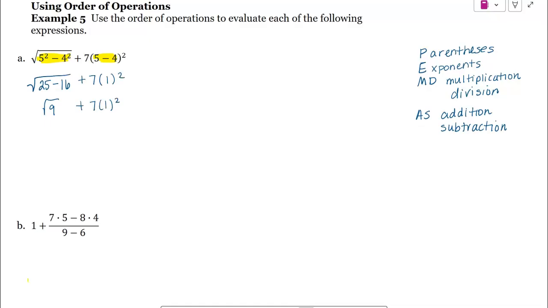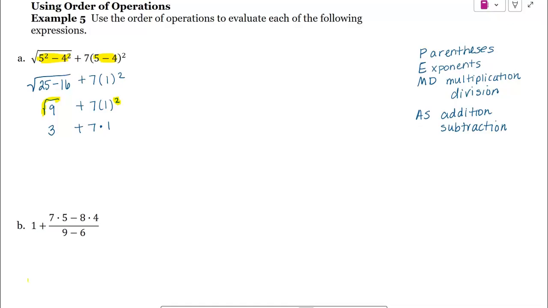Okay. Next, we're told to do exponents. So I've got 2 exponents here as well. I can see this exponent sitting here, but then also square root is a type of an exponent. Technically, it means taking something to the 1/2 power. So I'm going to look at those exponents next. The square root of 9 is 3. And then 1 squared is just going to give me 1.